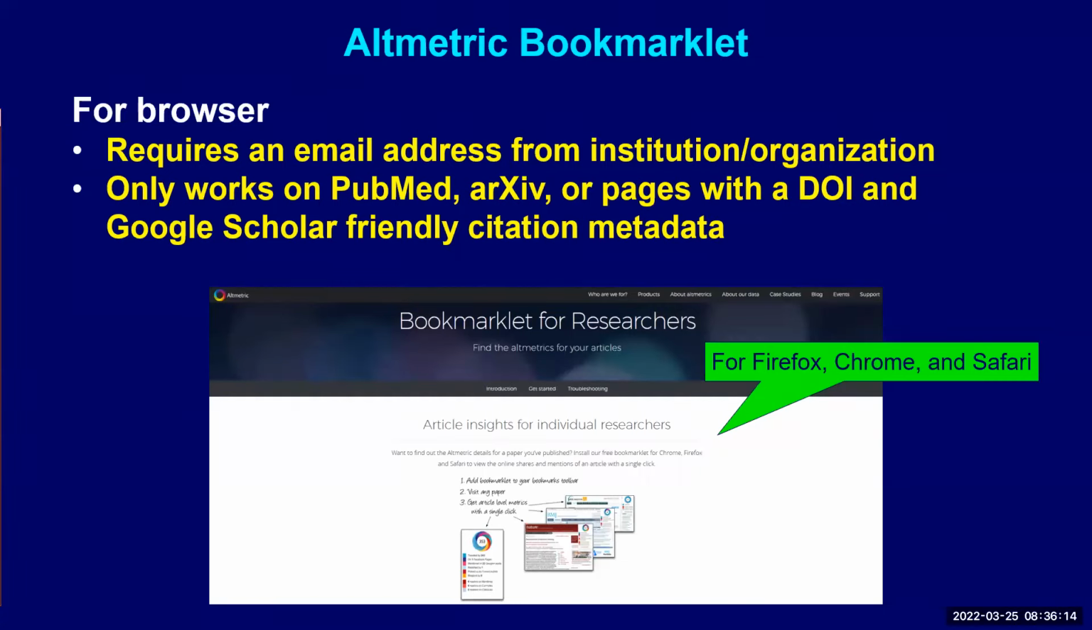And an option to searching for the publications in Dimensions, you can download the altmetric bookmarklet to your Firefox, Chrome, or Safari browser. And that lets you see the altmetrics for articles that you view on any web page that has a DOI and proper metadata.